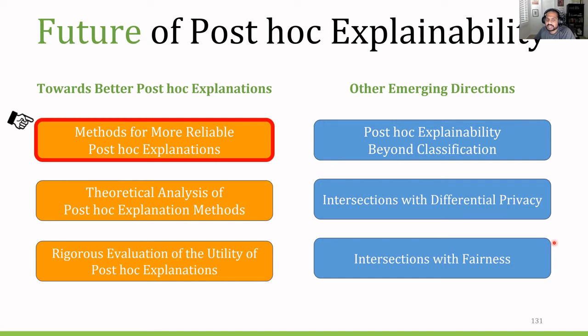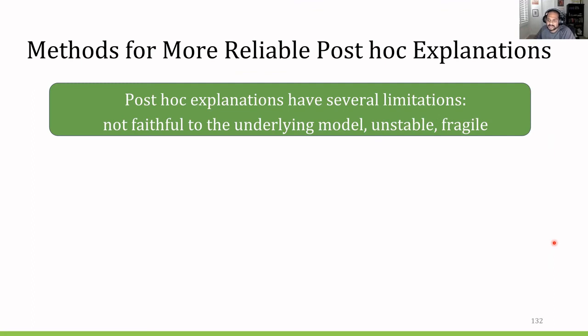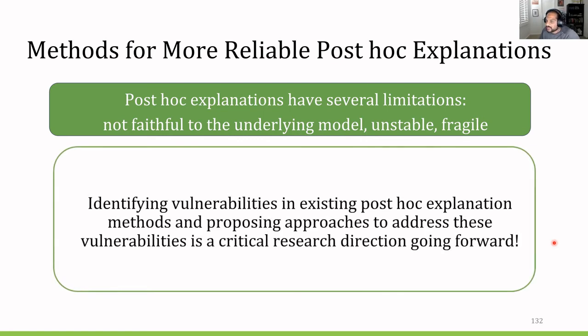So I think in general, we need methods for more reliable post-hoc explanation techniques. A lot of the limitations I talked about make them not as reliable as we would like. They're not faithful, they are unstable, and they can be fragile to all these adversarial attacks. In general, identifying what these vulnerabilities are and proposing approaches to detect them or make them less vulnerable are really important. And people have used all kinds of methods, like using Bayesian techniques to capture the distribution of the data to understand what the explanation should be, or using causal models to give more realistic explanations.